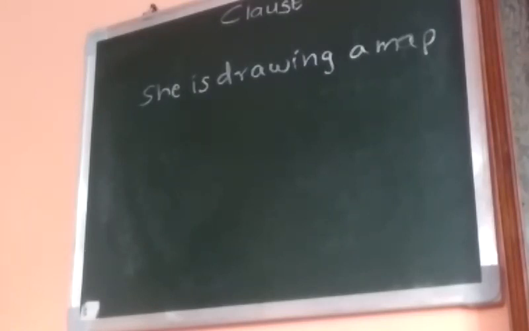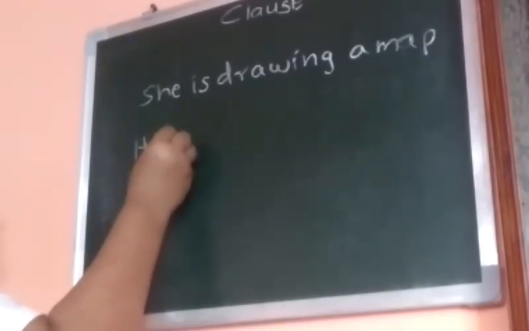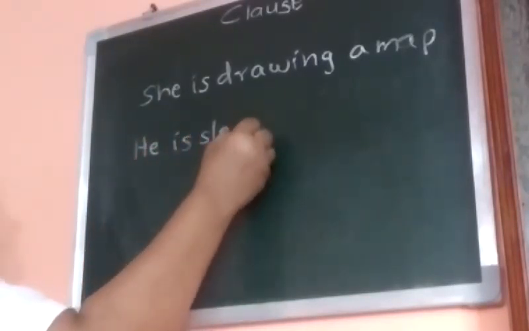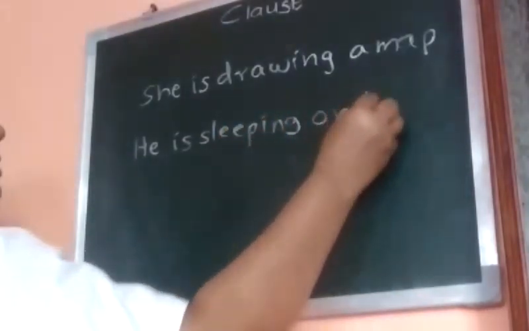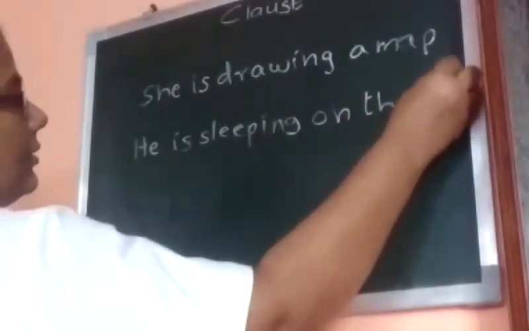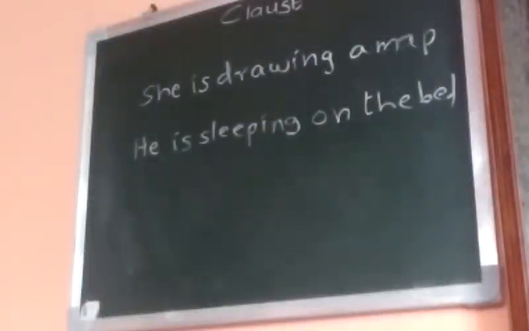It is a type of clause because it can stand alone as a complete sentence. For instance, look at the next sentence. He is sleeping on the bed. He is sleeping can alone stand as a sentence as it gives a complete meaning to the reader.